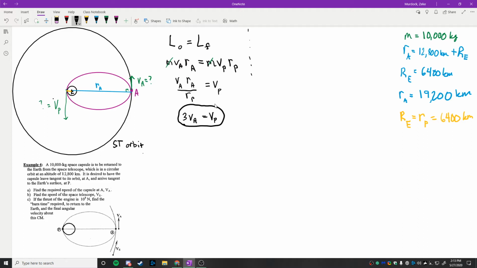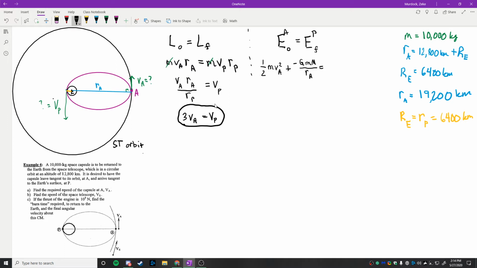The next thing to do is to use the energy conservation statement to say that the mechanical energy of our orbit is going to be constant. And so the initial energy of our orbit is going to be basically its kinetic energy at point A. So we'll do point A here and we'll do point P here. It's going to be 1/2 mass of the object, not the Earth, the mass of this capsule, times VA squared, plus negative big G, little m, big M, divided by RA. That's the energy at point A.